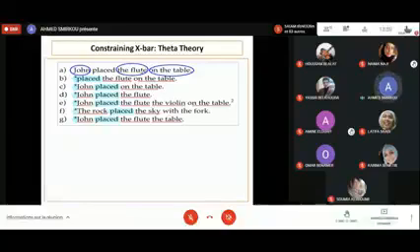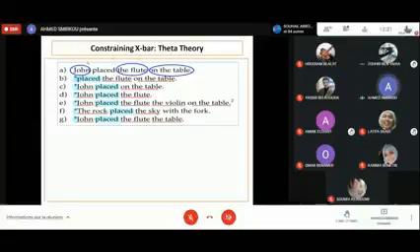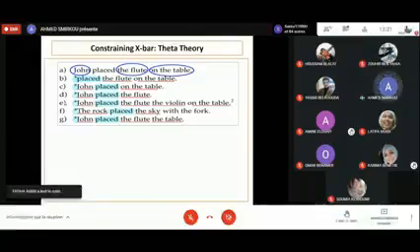C, John placed on the table. It's missing what? Please raise your hands. Mr. Zuhair, yes, can you hear? We need the theme. The theme is missing, right? Good. D, please: John plays the flute. What is missing in D?